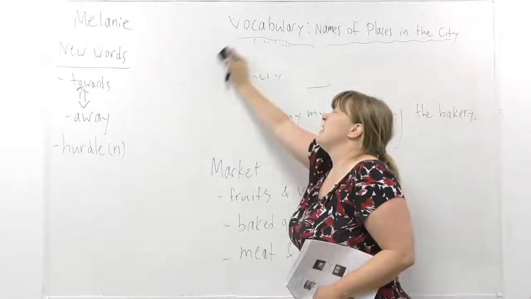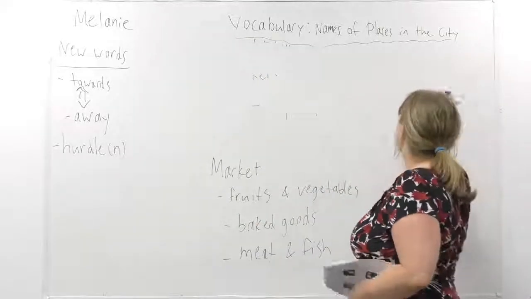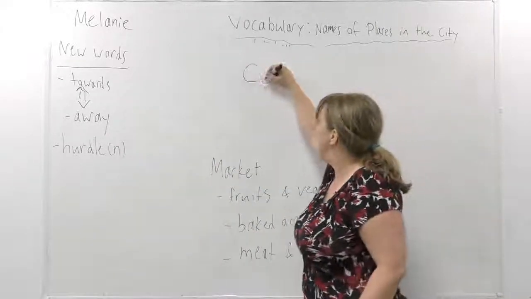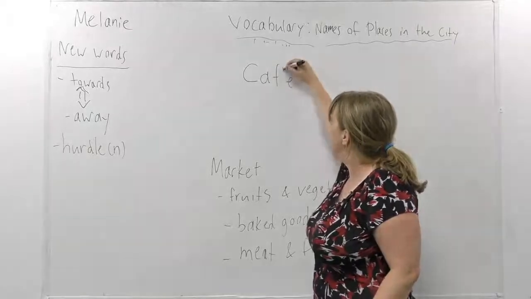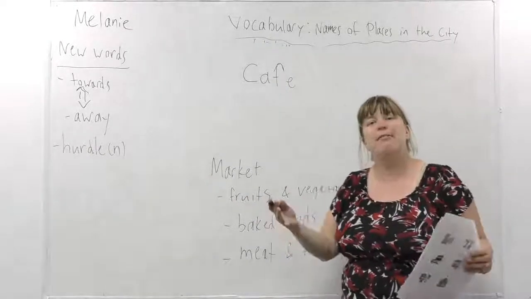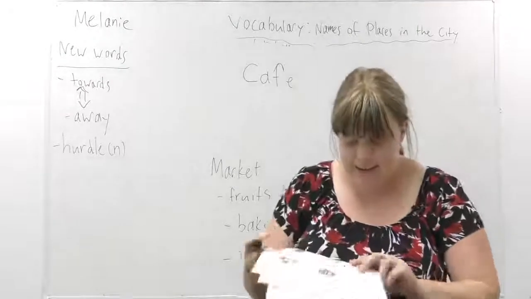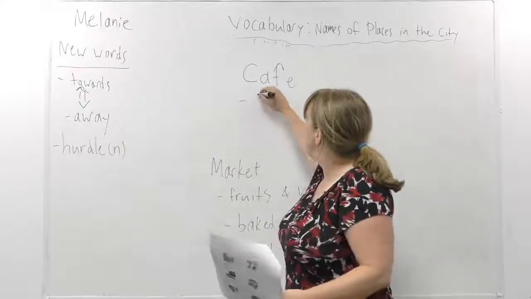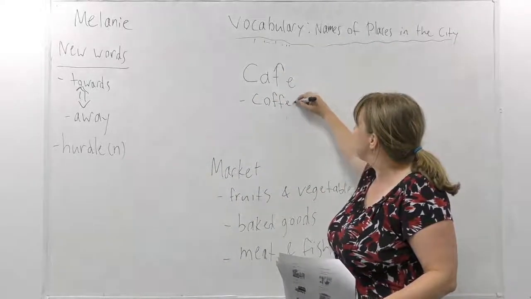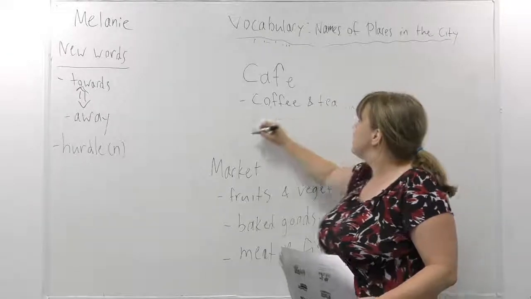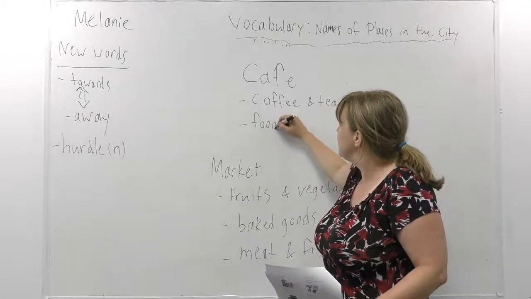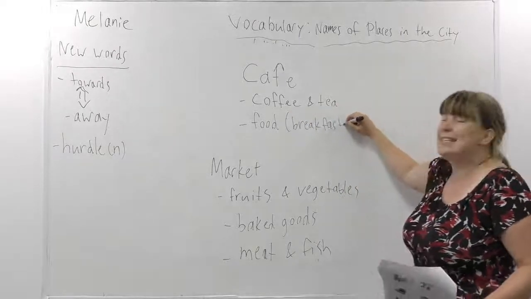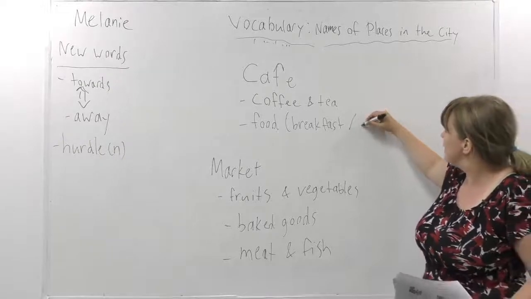Okay, next. This is my favorite thing in the city. One of my favorite places to go in the city is not the pub, not the bar, but the cafe. So at a cafe, as you can see here, it's a nice little place to hang out. Often you can get coffee and tea here. And here you can also get sometimes some food like breakfast or lunch. And often you sit down and you just chat with your friends.